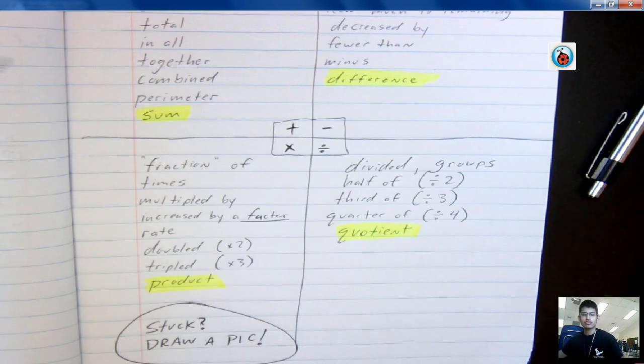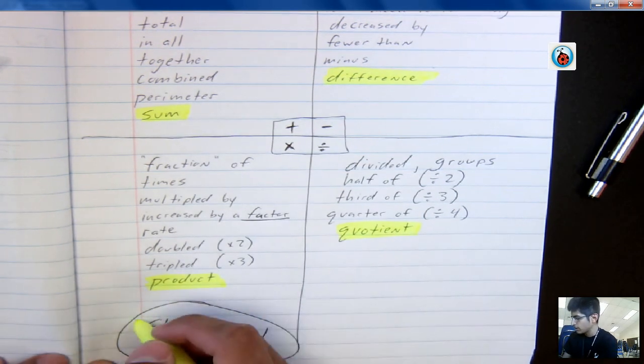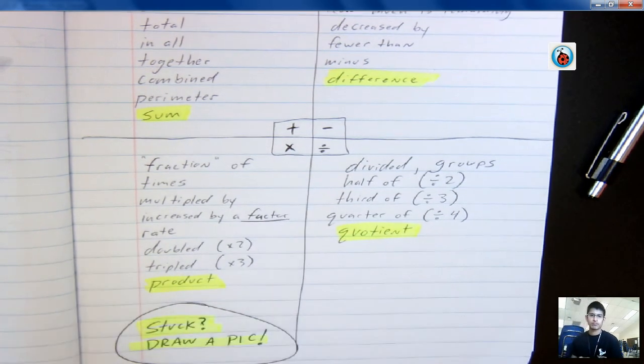Our last strategy is if you get stuck and you really can't tell what the problem wants you to do, at the bottom of your page, give yourself this note: if you ever get stuck, draw a picture. Draw a picture of what's happening in your word problem, and maybe that can help you figure it out. For the next 2 days, we're not going to have notes. We're going to be looking at different word problems and solving them here in the videos.